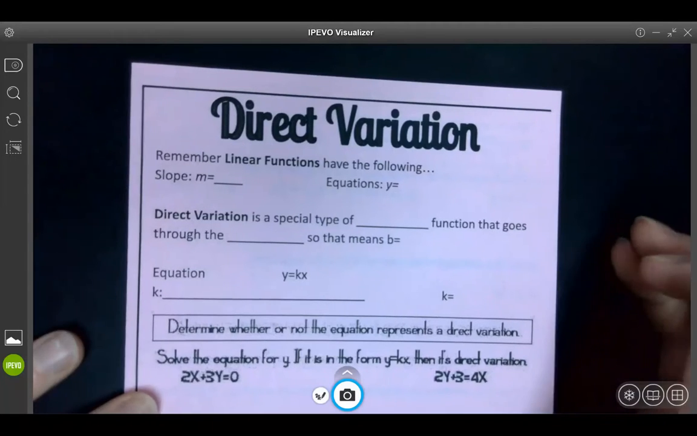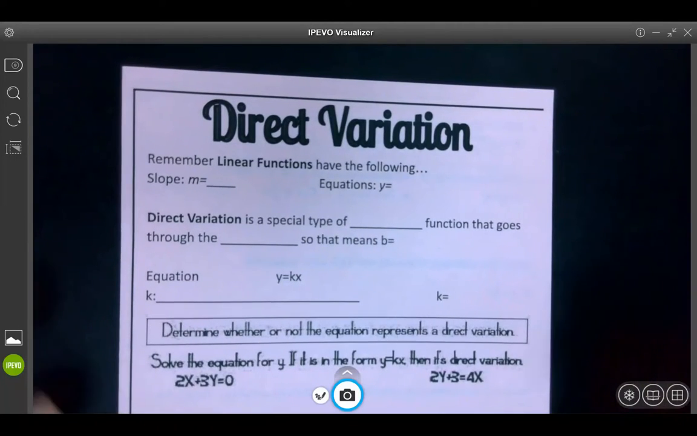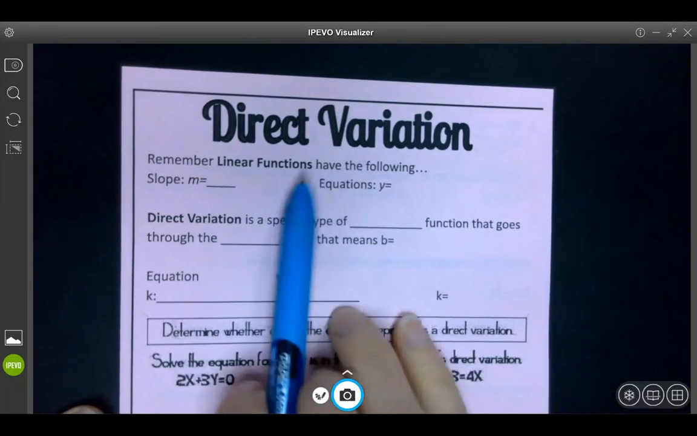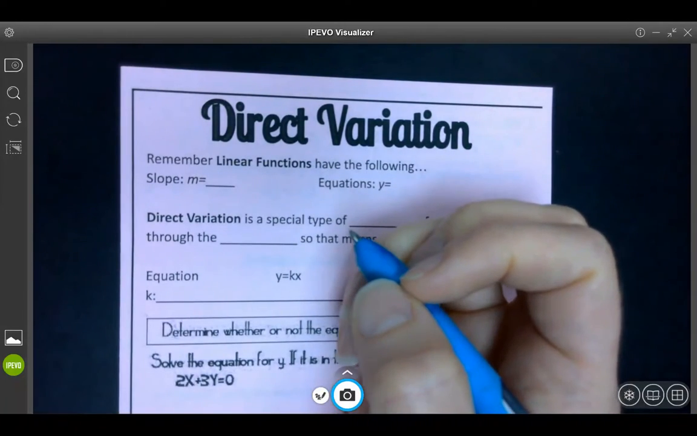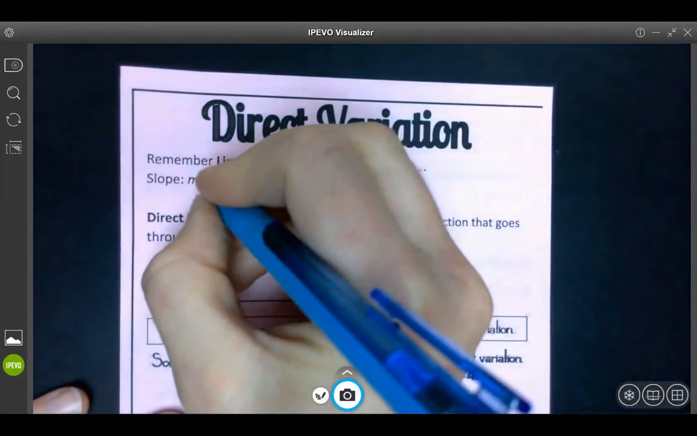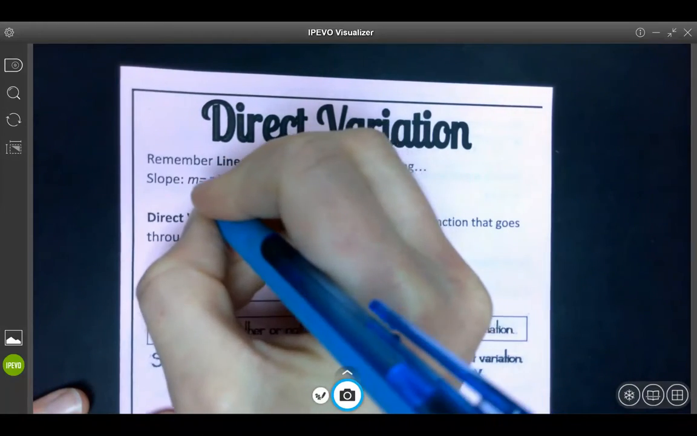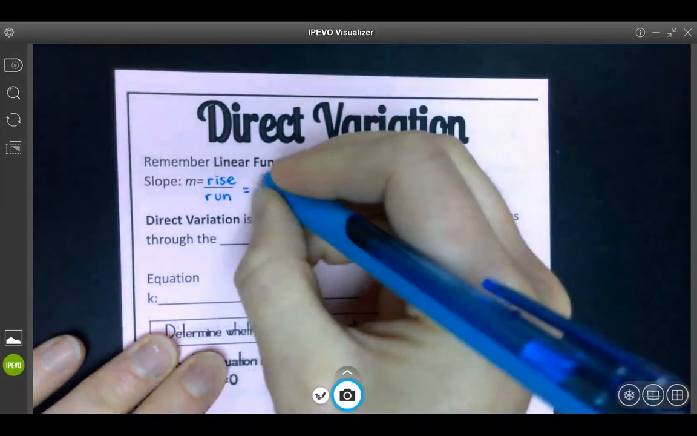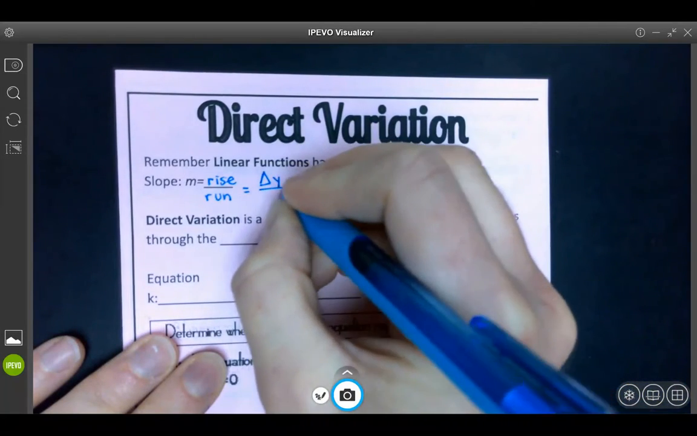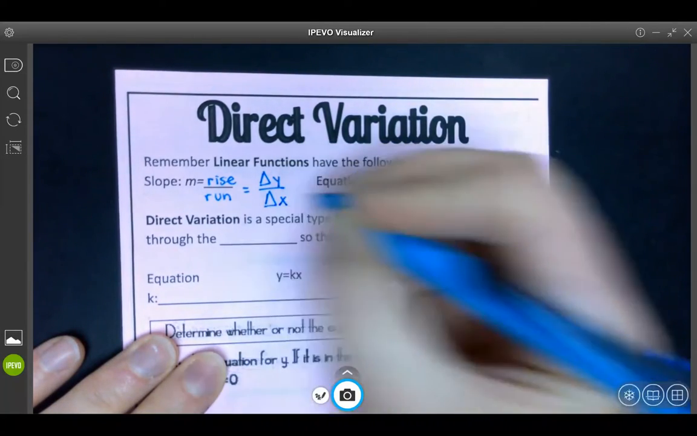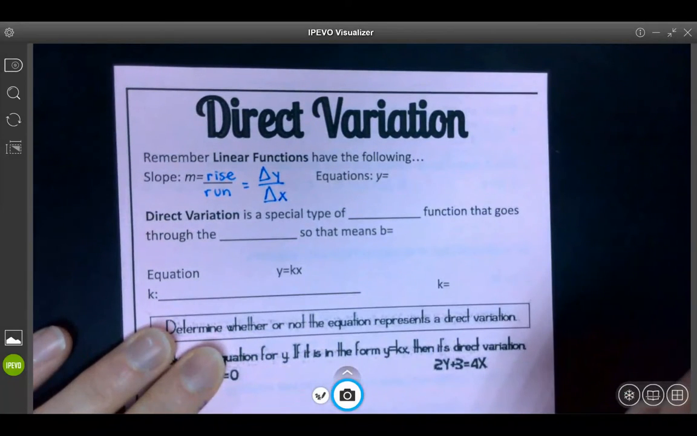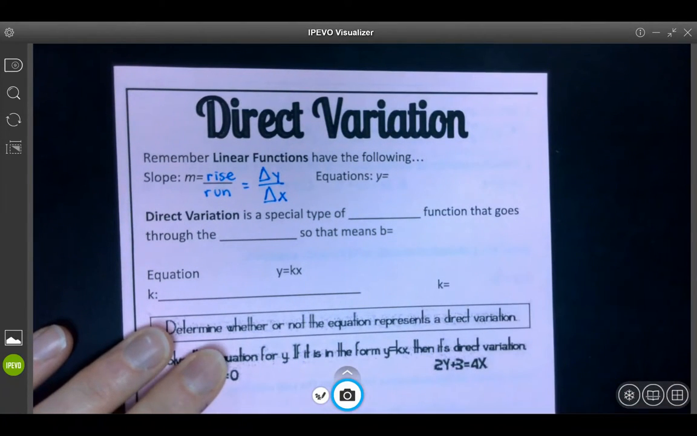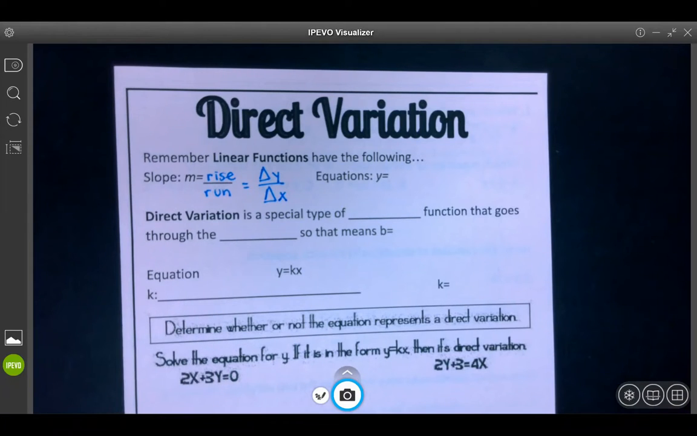We are talking about direct variation. So let's recall linear functions. They have a slope, which is found by doing a graph, rise over run. And it's also found by doing change of y over change in x. So those are two ways to find slope. And we also have that formula where you subtract your y's and subtract your x's.